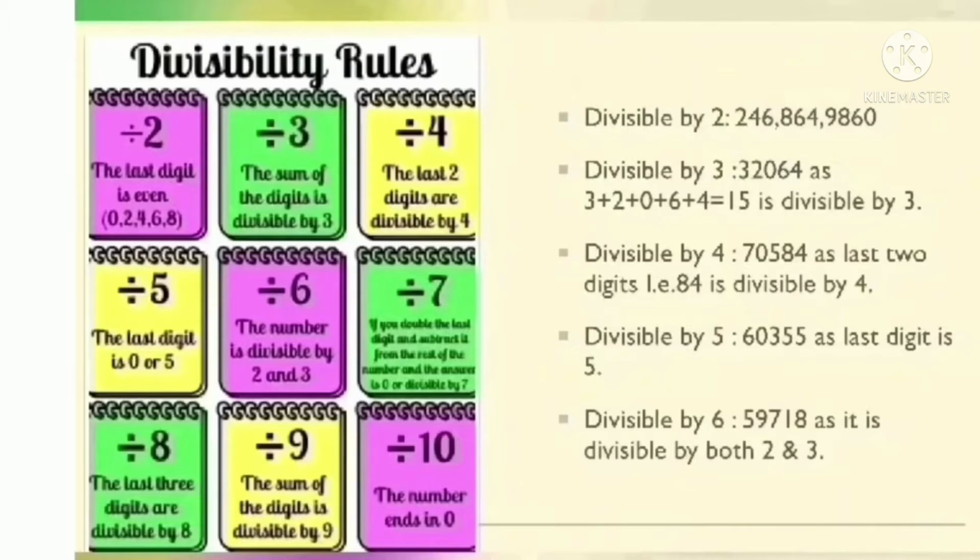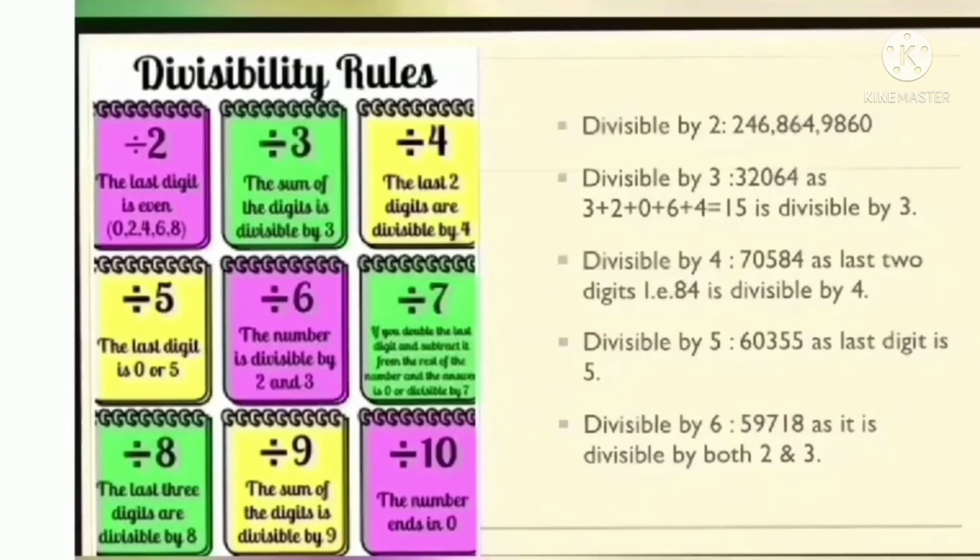If in a number the digit at one's place is even or is divisible by 2, then the whole number is divisible by 2. Like here 246, where the one's digit is 6, it is divisible by 2. 864, last digit is 4, which is divisible by 2. So the whole number is divisible by 2.